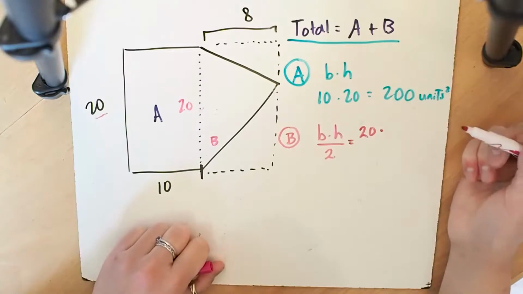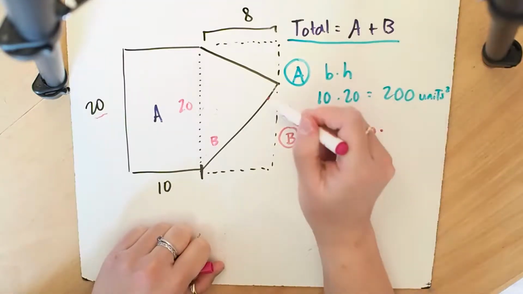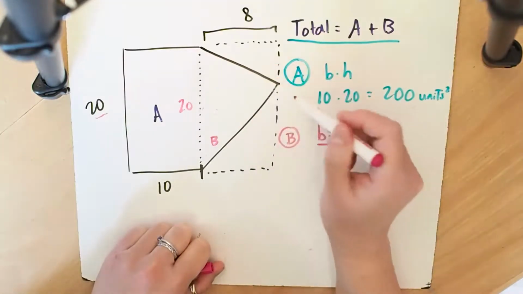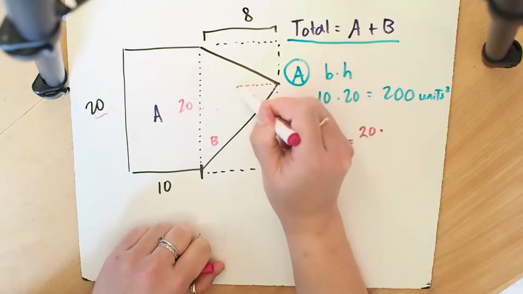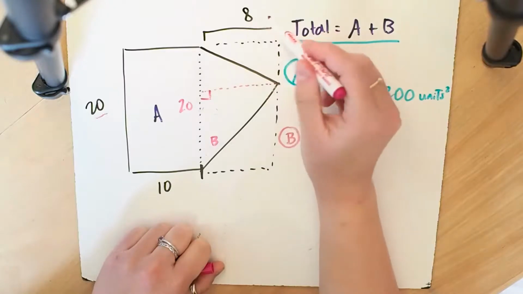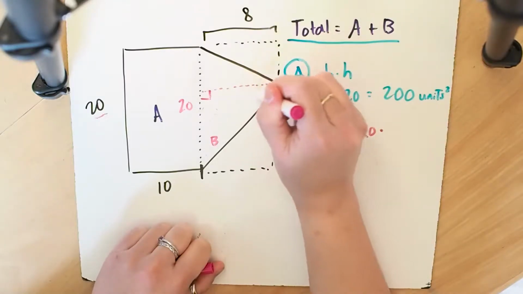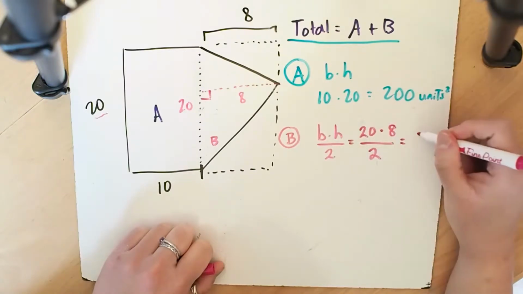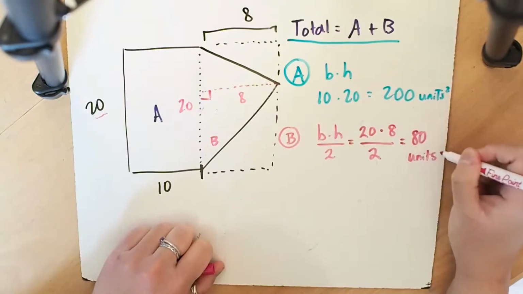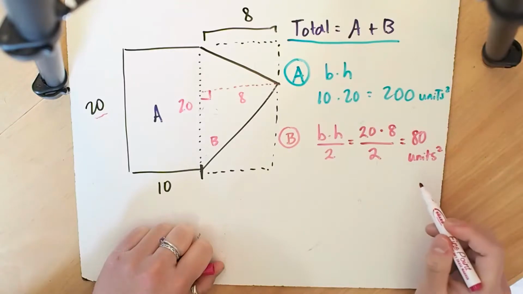When it comes to height, I have to remember that the height is not any of these lengths here. The height is the distance from this point in a straight line to the base. So my height has been given, and I know from this line out here that this height is 8. So I do 20 times 8, all divided by 2. Then I get 80 units. So the area of this triangle is 80 units squared.